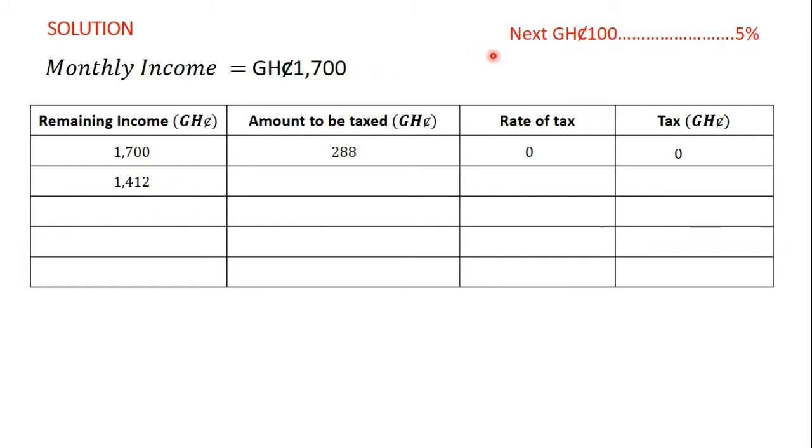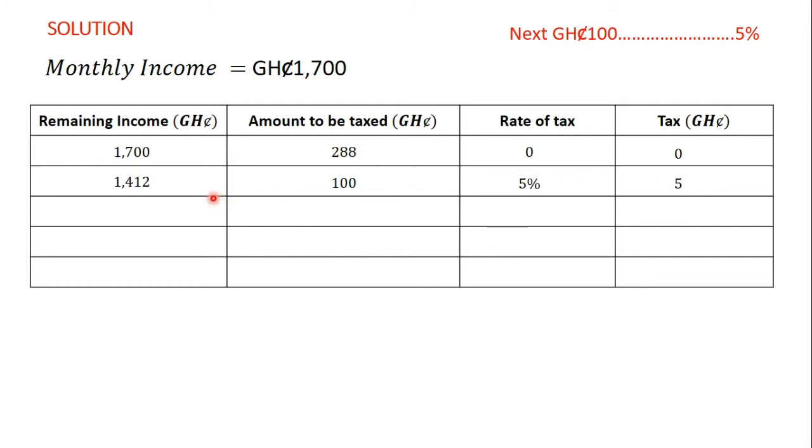Now let's move on to the second group. From the question, we are told that the second group is the next 100 Ghana cedis and the rate of tax is 5%. So for the second group, the amount to be taxed is 100 Ghana cedis. The rate of tax is 5%. So the tax is going to be 5 divided by 100 times the amount to be taxed, which is 100, and that will give us 5. It means that for the second group, the tax is 5 Ghana cedis.